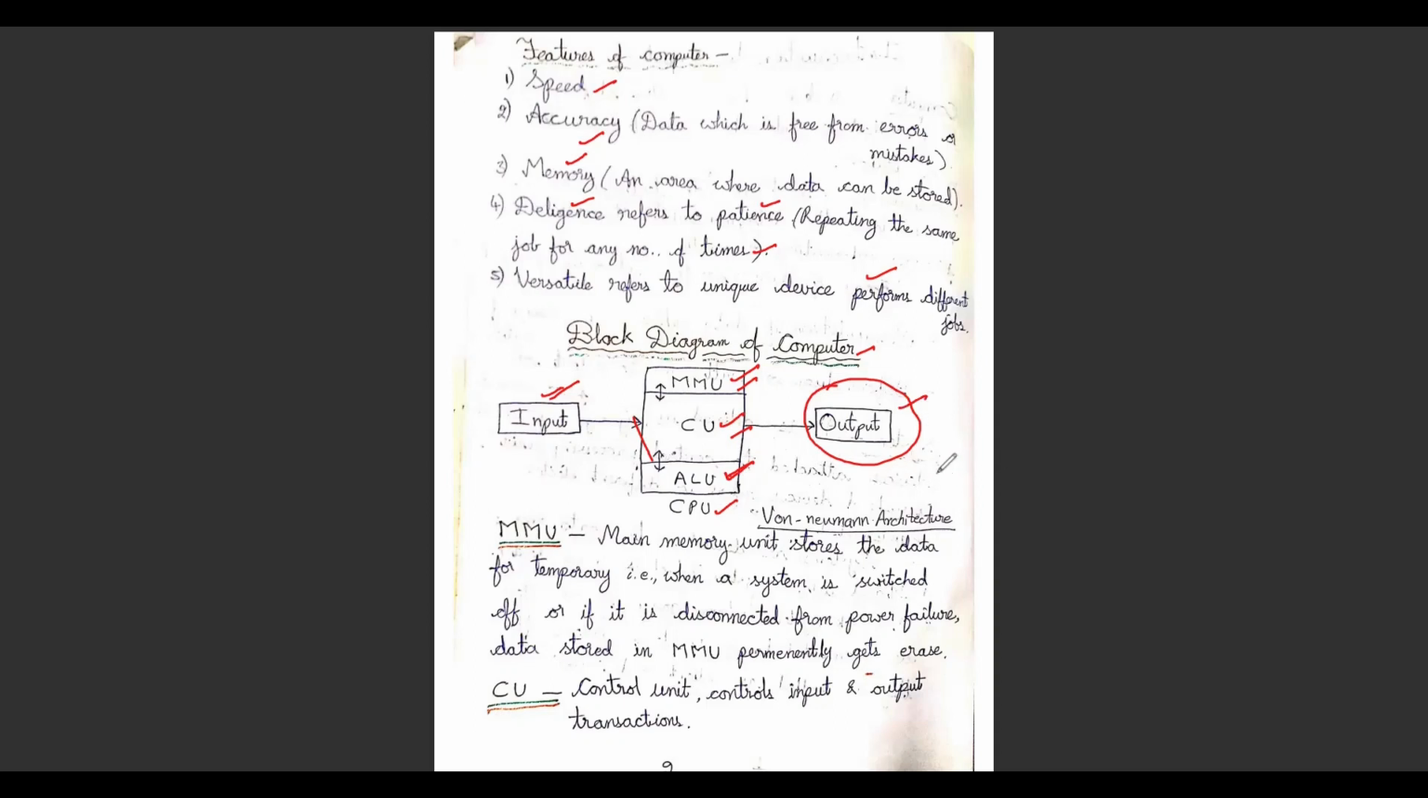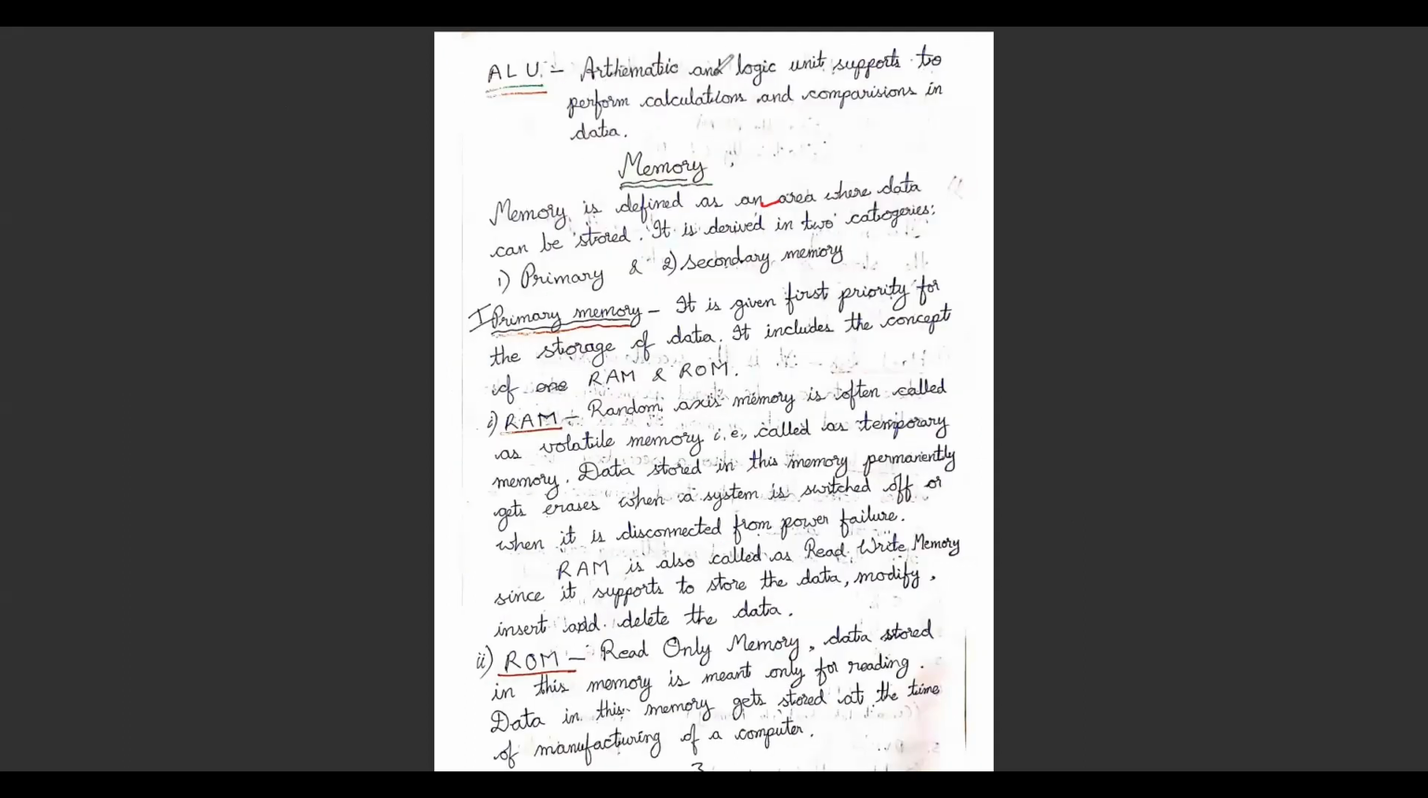When computers were initially introduced, they were based only on the von Neumann architecture, and this is your von Neumann architecture. You have the categories defined here. The main memory unit stores the data temporarily. That is, when the system is switched off or disconnected due to power failure, the data stored in the main memory unit gets permanently deleted. Now the control unit controls the input output transactions or operations. Next you have the ALU, the arithmetical logical unit, which performs calculations and comparisons on data.